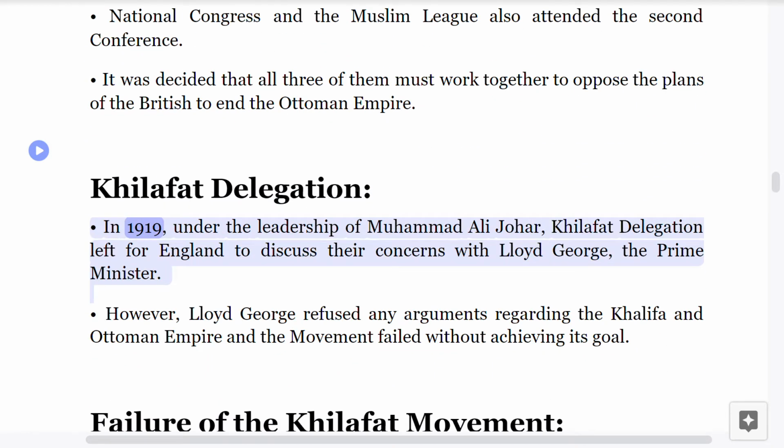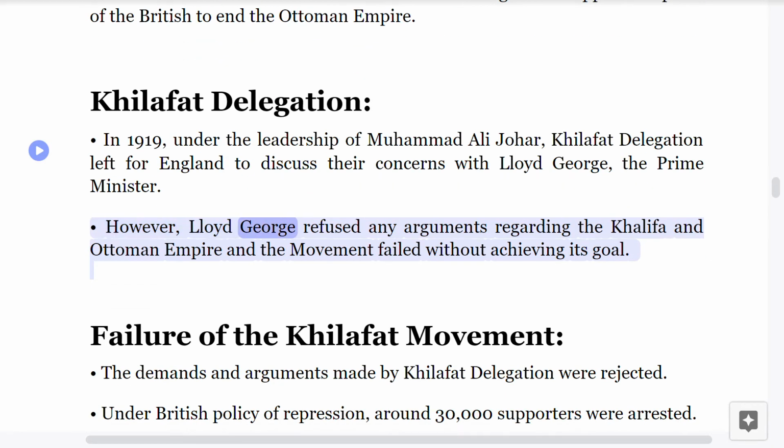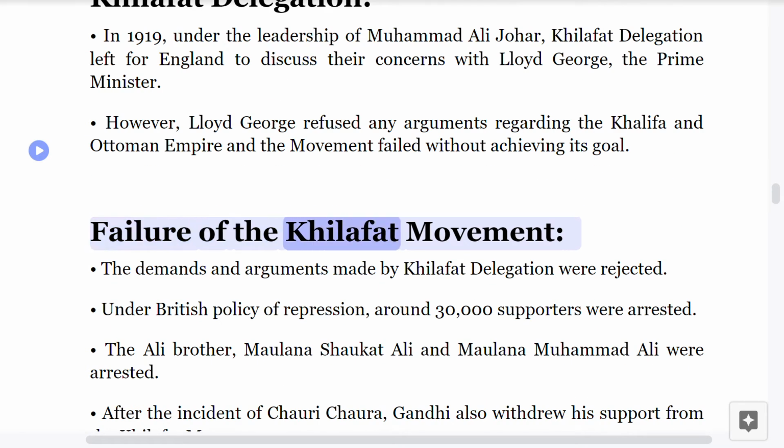Khilafat Delegation. In 1919, under the leadership of Muhammad Ali Johar, the Khilafat Delegation left for England to discuss their concerns with Lloyd George, the Prime Minister. However, Lloyd George refused any arguments regarding the Khalifa and Ottoman Empire, and the movement failed without achieving its goal.